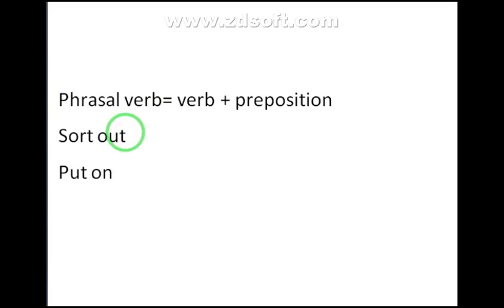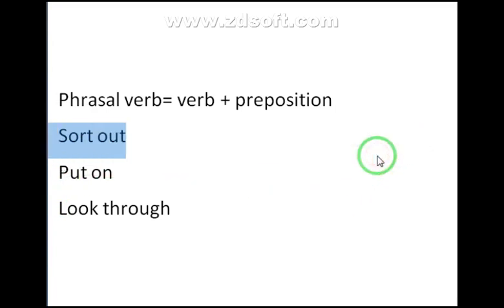Another one, we have dropped out, got on, calm down, catch on, look through. All of these words are phrasal verbs. A verb with preposition, verb with preposition, verb, preposition. So we call these phrases phrasal verbs. Okay, now we have these verbs. We have two kinds of phrasal verbs, transitive and intransitive. Let's see what's the meaning of transitive and intransitive.